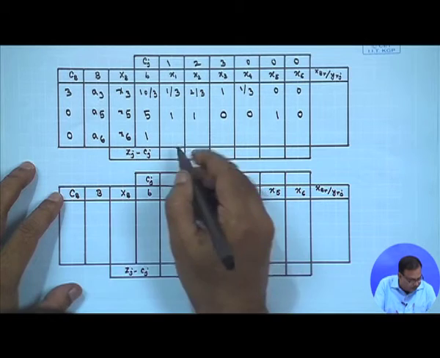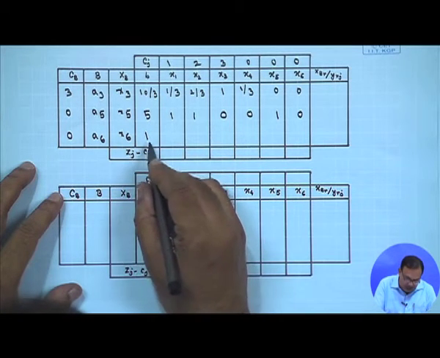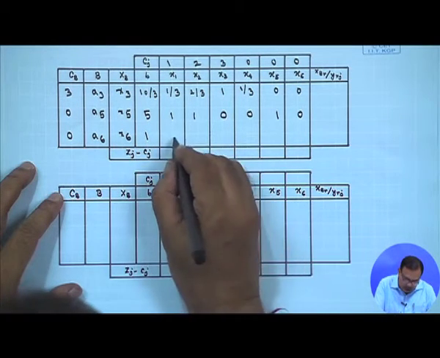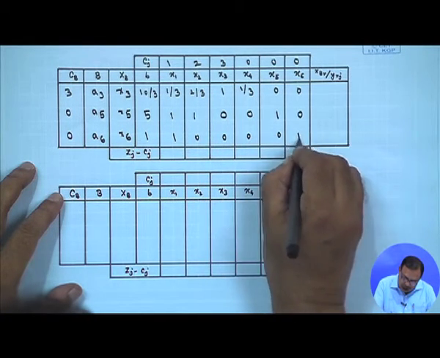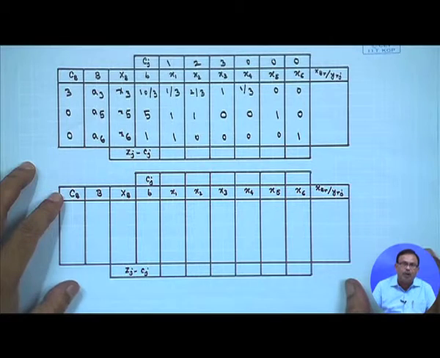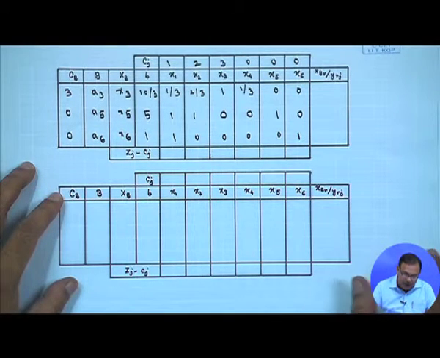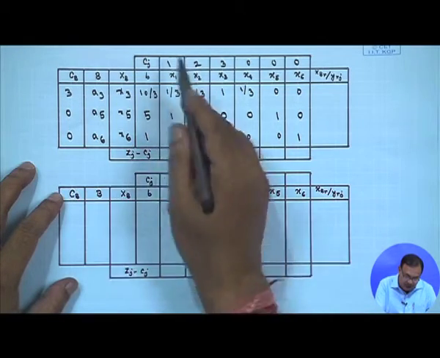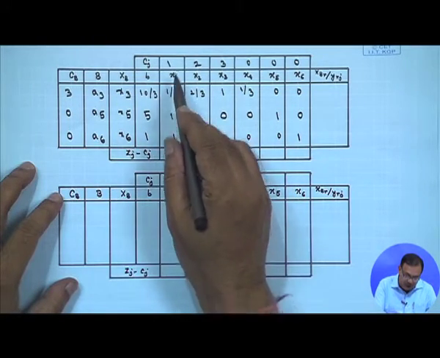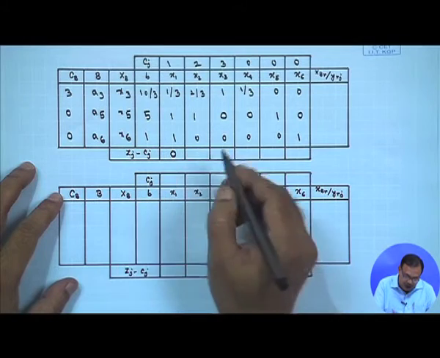Here it is 1, b value is 1, then this one will be 1, 0, 0, 0, 0 and 1. So this will be the next table, and here if you see, in this case your Zj minus Cj value will be 3 into 1 by 3 minus 1, so this will become 0.